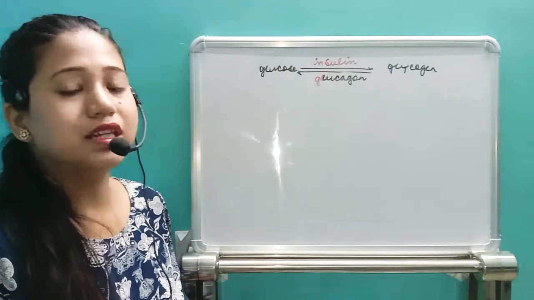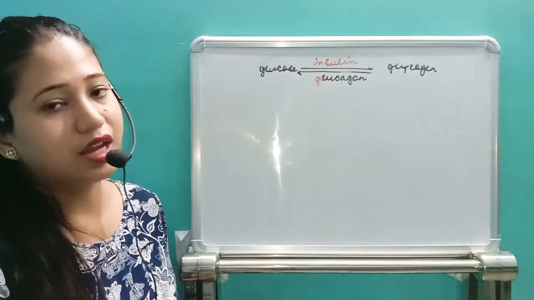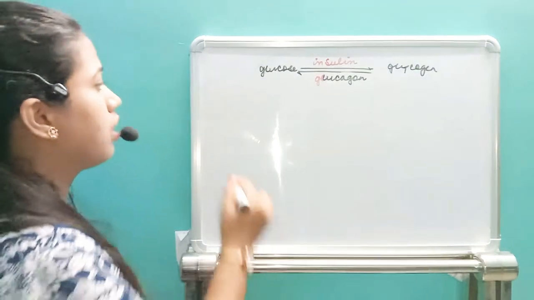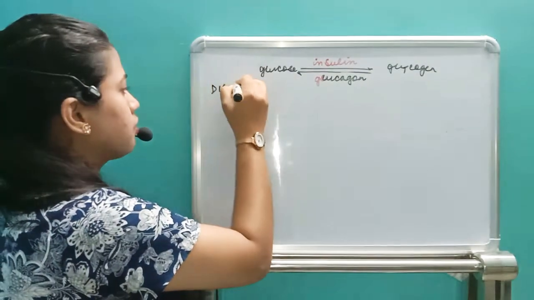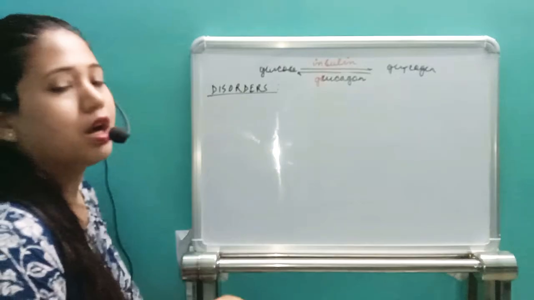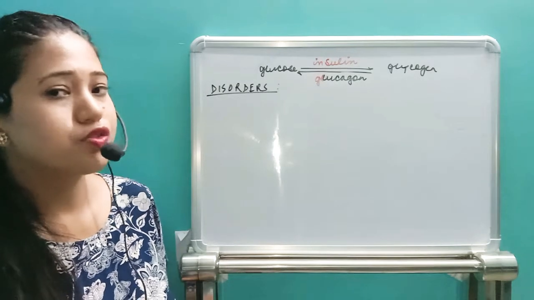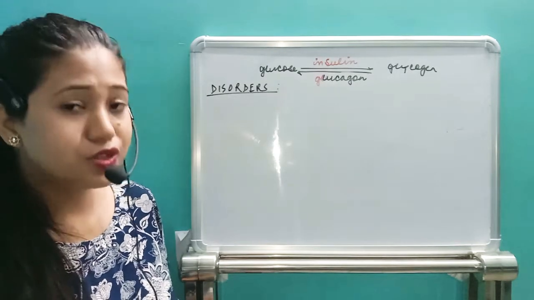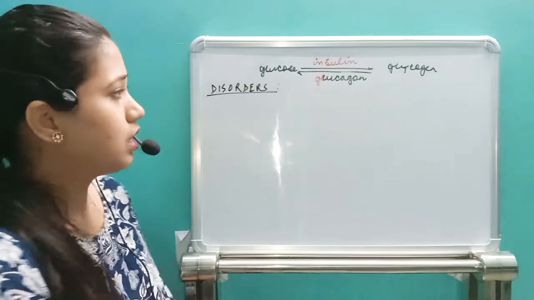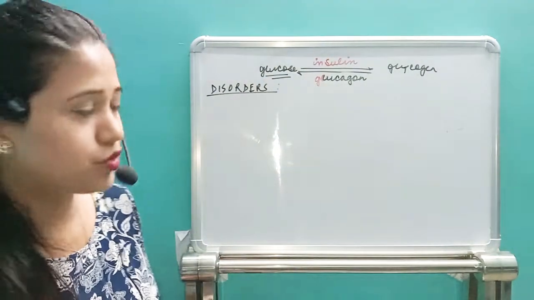After that, let us see the different disorders related to the secretion of insulin and glucagon. So first of all, here we are going to see the different disorders of the pancreas, that means by the release of insulin and glucagon. So what I have said is that insulin is going to convert the glucose to glycogen. So this is the function.